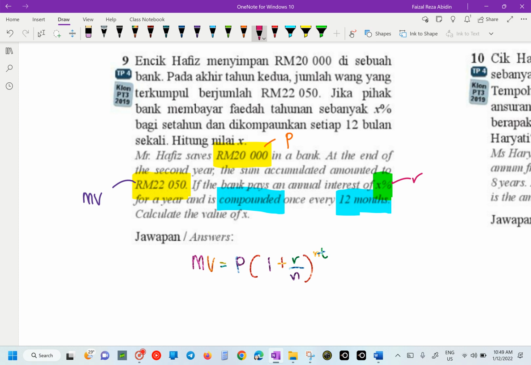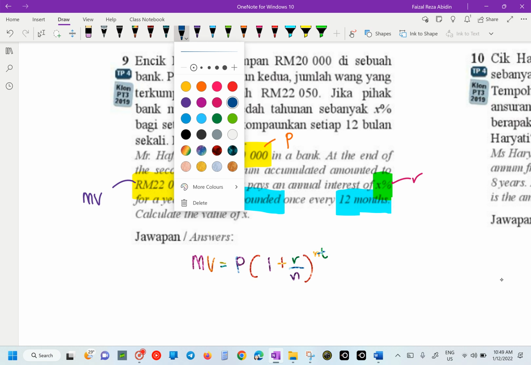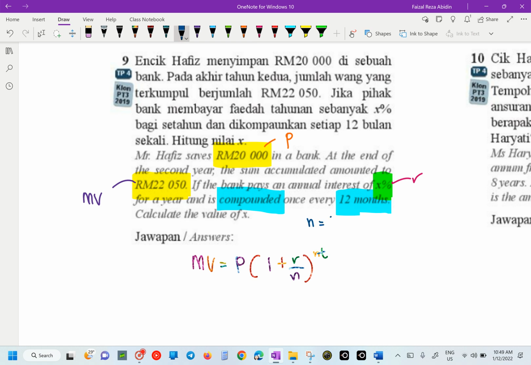Compounded once every 12 months. So 12 divided by 12 means that our N will be? Yes, your answer will be 1 here. So your N is going to be 1. How did I get 1? 12 divided by 12, because it is compounded once every 12 months.